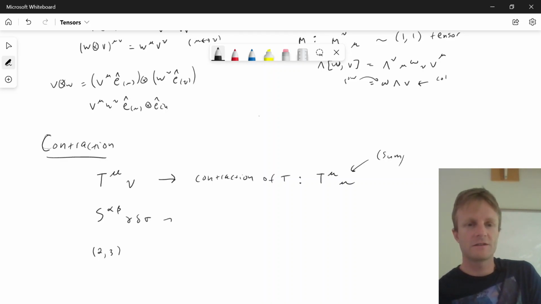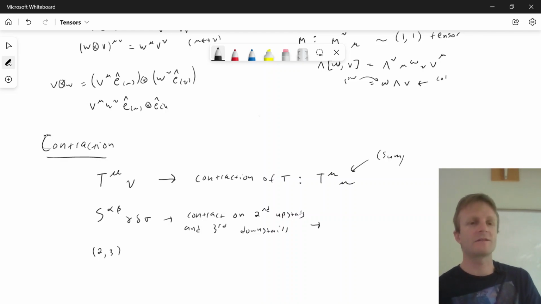And we could contract on the second upstairs and, I don't know, the third downstairs. This is a valid thing. You can check by writing it out in the basis and checking it's independent of basis and so on. But just trust me, we're allowed to do this.